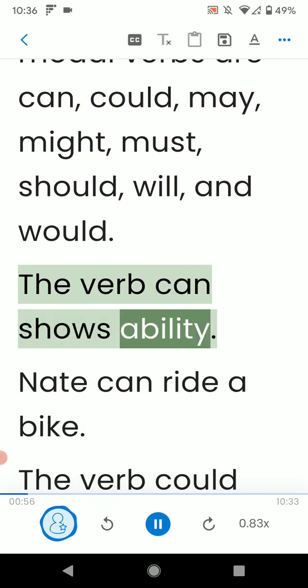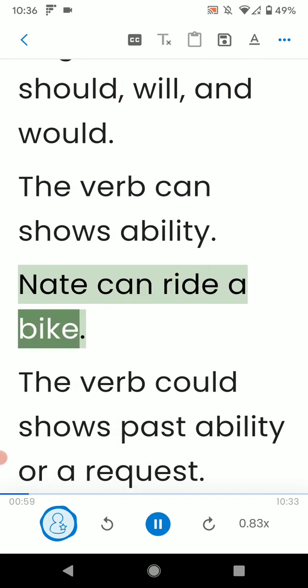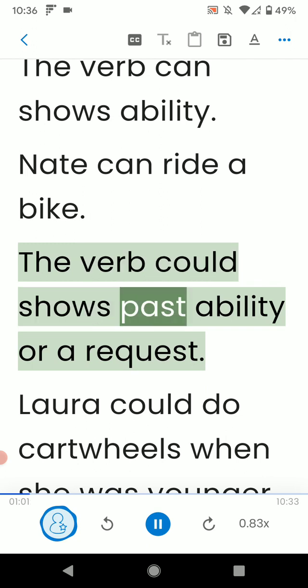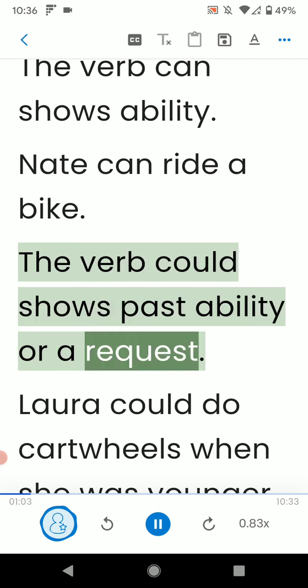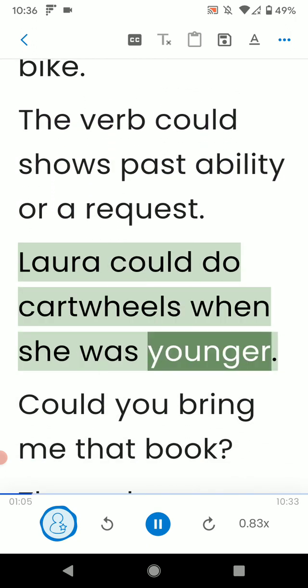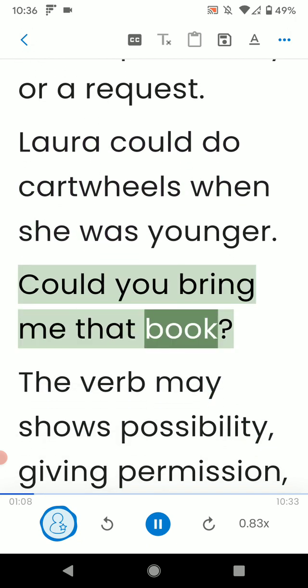The verb can shows ability. Nate can ride a bike. The verb could shows past ability, or a request. Laura could do cartwheels when she was younger. Could you bring me that book?